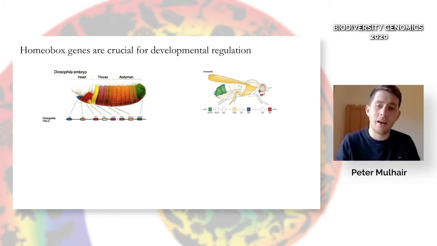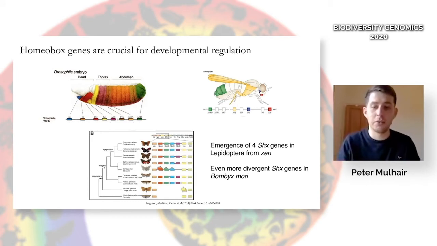However, we know that images of the Hox cluster are often incomplete, and there's quite a bit of divergence between species and between phyla. For example, in Lepidoptera, we see the emergence of four Shx genes within the cluster, and even some more highly divergent Hox genes within certain species.